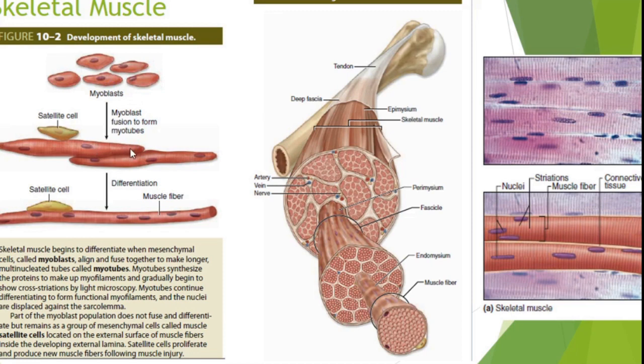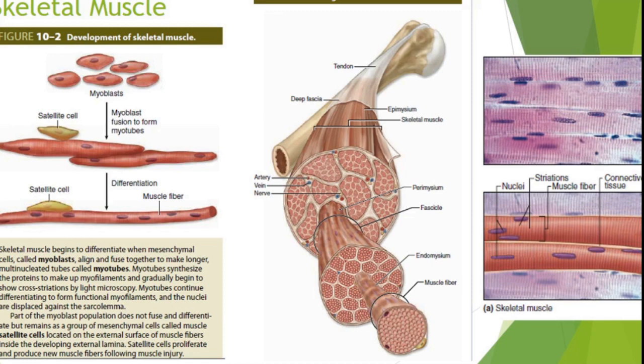Okay? So these myotubules synthesize the proteins to make up myofilaments and gradually begin to show cross striations. Kasi isa nga yan sa mga characteristic ng muscle fiber ng skeletal muscle. Merong striations. Okay? So these myotubules will then be differentiated into muscle fiber. Okay? So meron na tayong skeletal muscle fiber. Now, ano naman tong satellite cell na to? Itong satellite cell na to, ito ay myoblast population or part of myoblast population that does not fuse and differentiate.